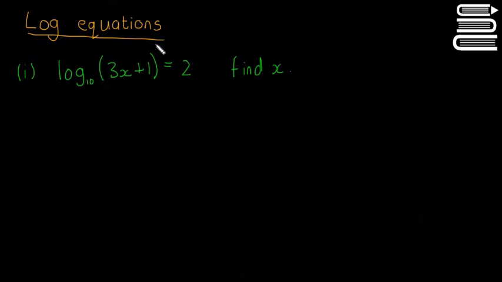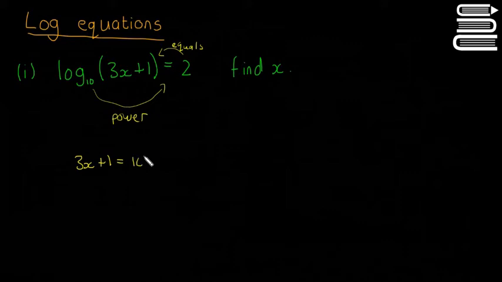10 to the power of 2 is equal to this. So let's actually just draw the little arrows in here. 10 to the power of 2 is equal to that, and again I'm just going to write power, and up here I'm going to write equals. So it's going to be 3x plus 1 is equal to 10 to the power of 2, and that's 3x plus 1 is equal to 100. 3x is equal to 99, and x is equal to 33.